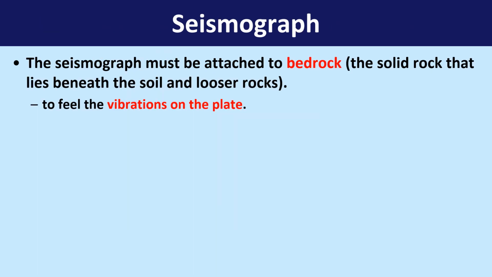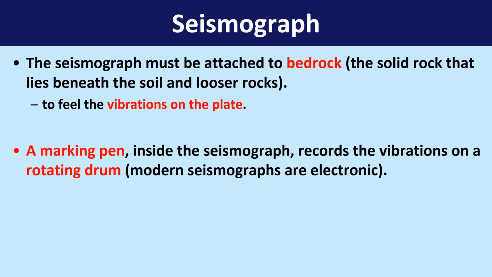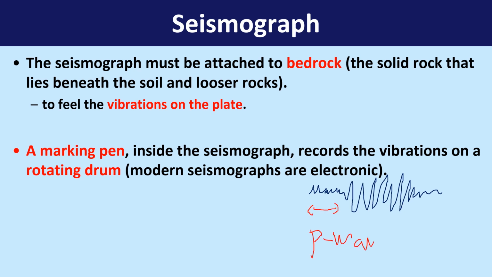The seismograph must be attached to the bedrock. Bedrock is the most solid rock that lies right beneath the soil and is closest to the bottom portion of the earth's crust. So they feel the vibration on the plates directly. And a marking pen, the one that I show right underneath the weight, records the vibration, and the drum rotates so that the graph will be showing smaller wave versus larger wave. Please know that this smaller wave should be the P wave and the larger wave should be your S wave. The second wave is always big. Kind of like the COVID situation.